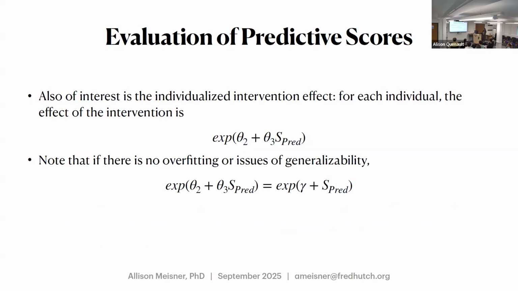So like I just said, the individualized intervention effect can be derived from that model. And so that would just be a function of theta-2, which is that main effect of the intervention, plus theta-3, the interaction times the predictive factor. If in moving from your training data to your independent test data, there's no issues of overfitting or generalizability and everything's perfect, then you would end up with a form down here where theta-2 would be equal to the main effect that we saw in the training data, and theta-3 would be equal to 1.